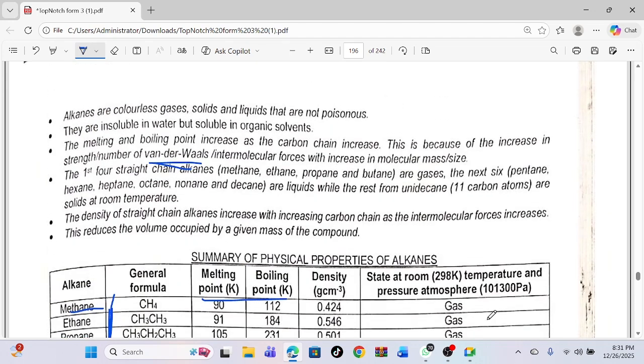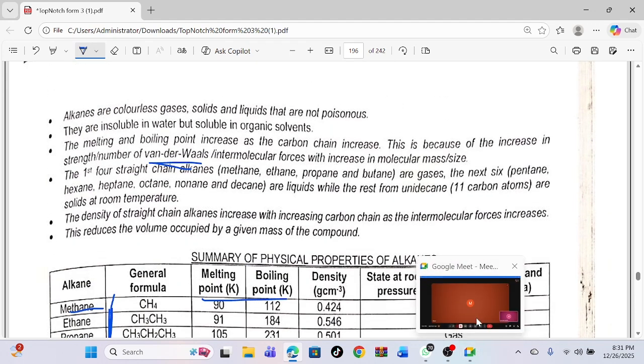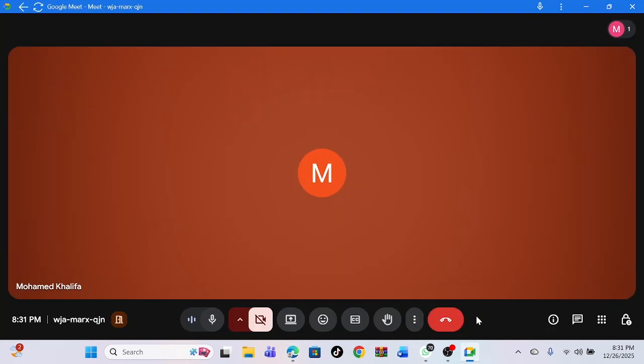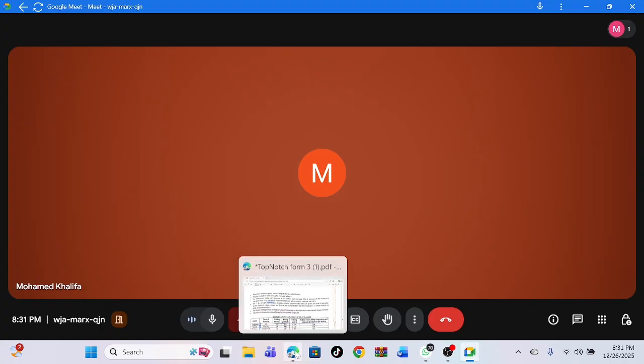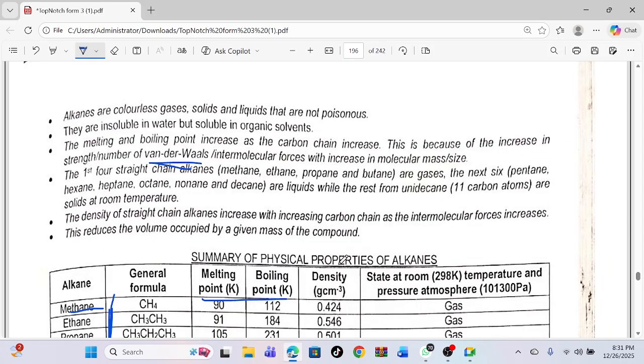Is there any question for alkanes? Kuna swali yote? Naona kuna Mulki peke yake kwa class. Mulki, where is the others? Kuna swali?